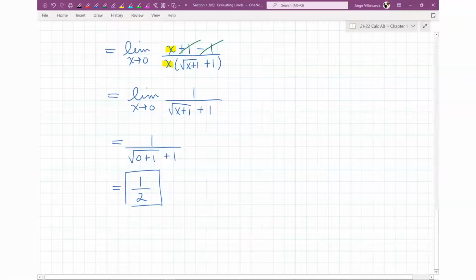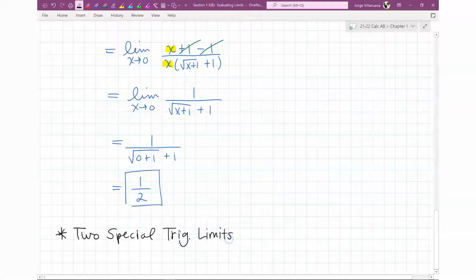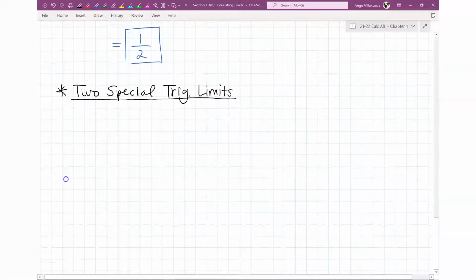All right, so let me give you two special trig limits, okay? This is a theorem, but I usually don't need to title them theorems. These are things that you need to memorize. So if you want to highlight these or whatever you want to do, make sure that you note that these must be memorized. So here we go. There's two of them.